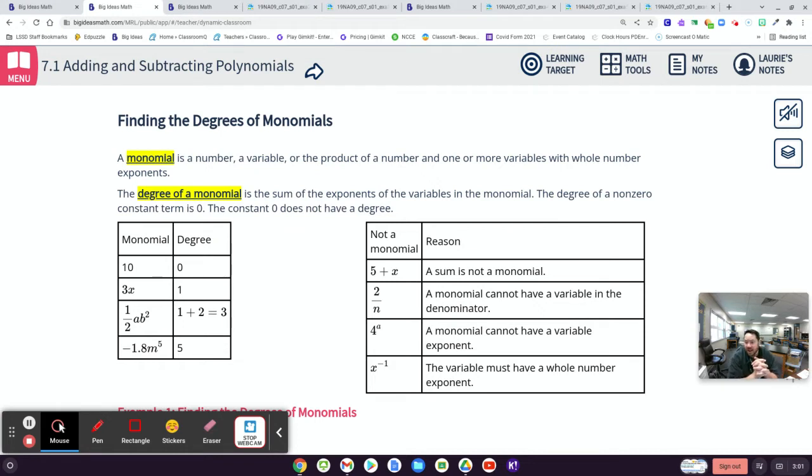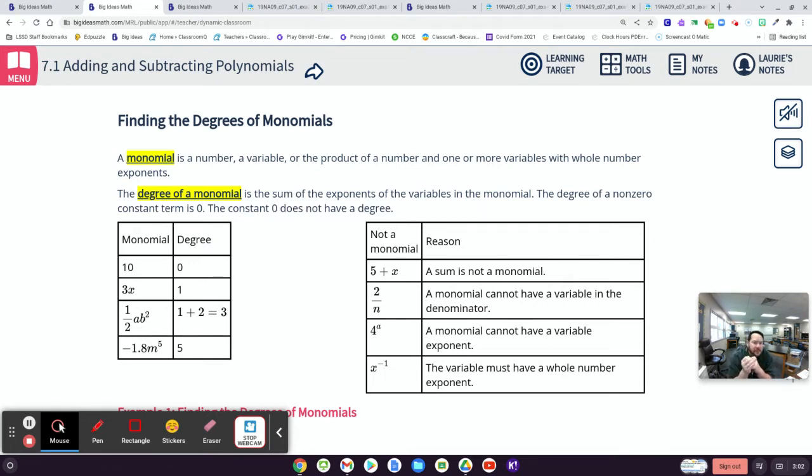And then not a monomial would be like 5 plus x. That is a binomial, which we're going to get to on the next slide. A monomial cannot have a variable in the denominator. A monomial cannot have a variable in the exponent. And the variable must have a whole number exponent. So there we go. That is what makes something a monomial. So a monomial is a number, variable, or the product of a number and one or more variables with whole number exponents. All right, get that in your notes.